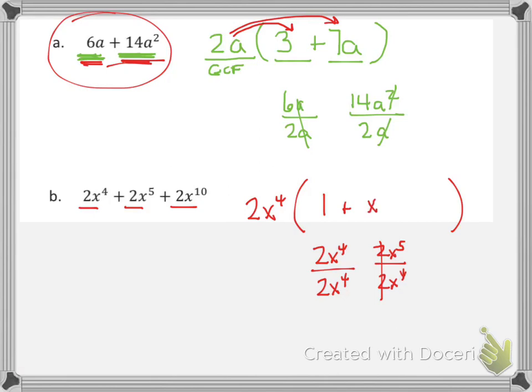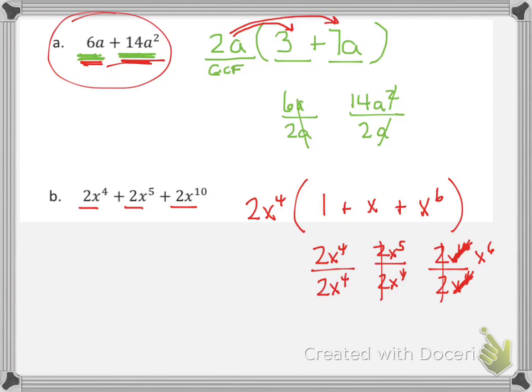And then lastly, my last term is a 2x to the 10th, and I'm going to divide that by 2x to the 4th, and the 2's cancel, and 6 x's will be left up top. 4 will cancel out with 4 of these, and I get x to the 6th, so that's a positive x to the 6th. And that is my factored expression.